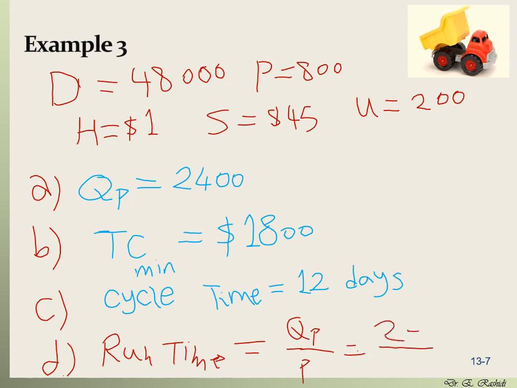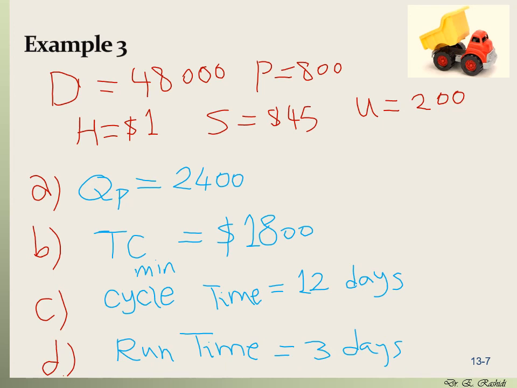We produce 2400 each time, and the production rate is 800 per day. So if we produce at 800 per day, how many days do we need to produce 2400? That's 2400 divided by 800, that's 3 days. So the runtime is 3 days.